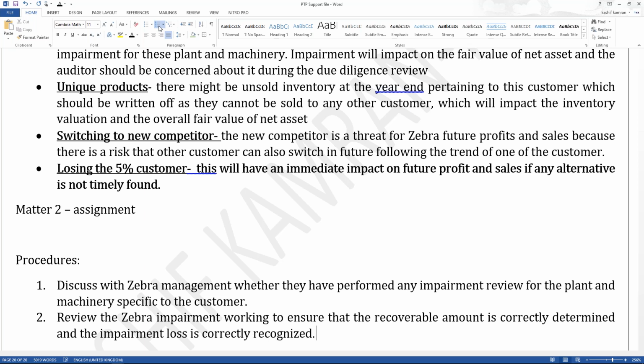Correctly recognized, right? Yes, procedures can be written in bullets, right? 1, 2, 3, 4, as I'm writing. This is the correct way of writing the procedures, right? This is not a skeleton answer. This is the correct answer, the correct way of writing the procedures.